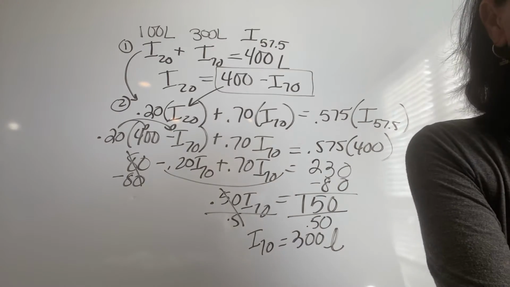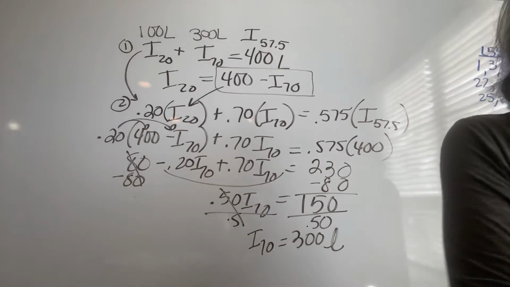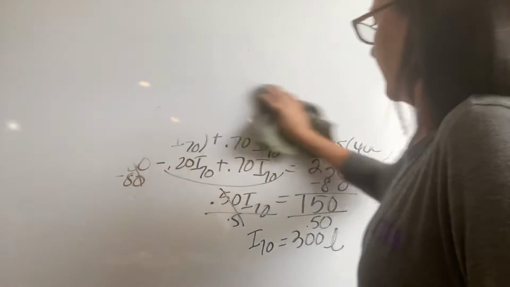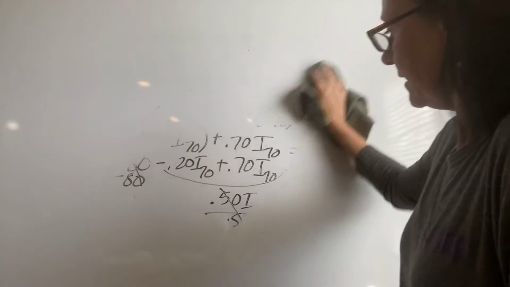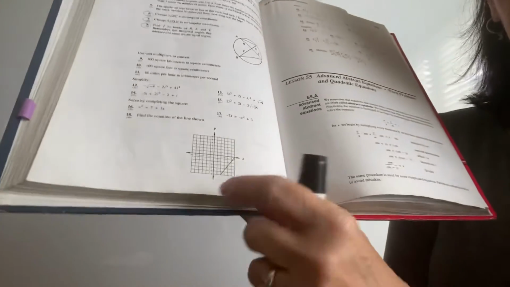All right, problem 18. On that same lesson 54, problem 18 says find the equation of the line. So I want to find 2 points. Actually, I'm going to go to the very ends of it.